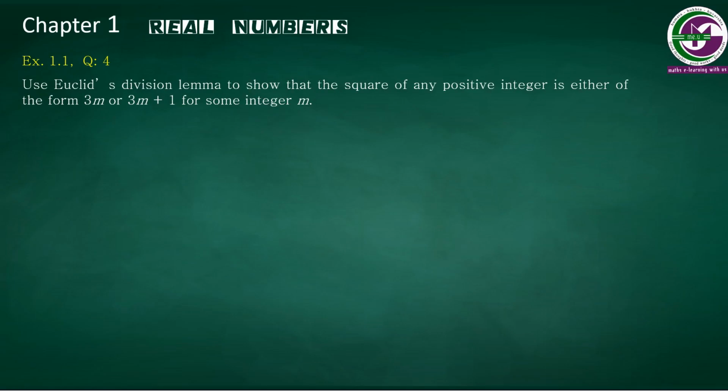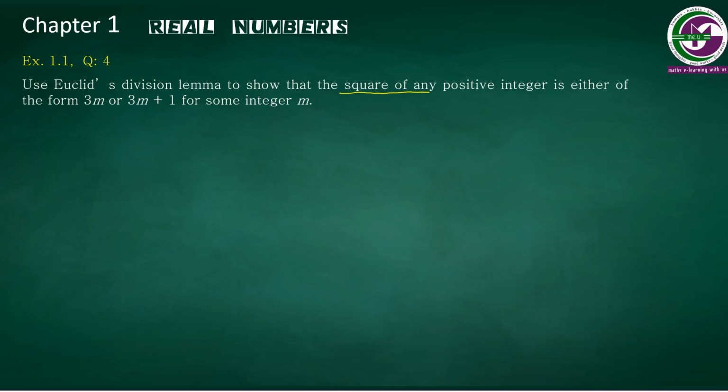Question number 4 of exercise 1.1. This is also almost the same, but a small difference is there. Here, the question is, use Euclid's division lemma to show that the square of any positive integer is either of the form 3m or 3m plus 1 for some integer m.